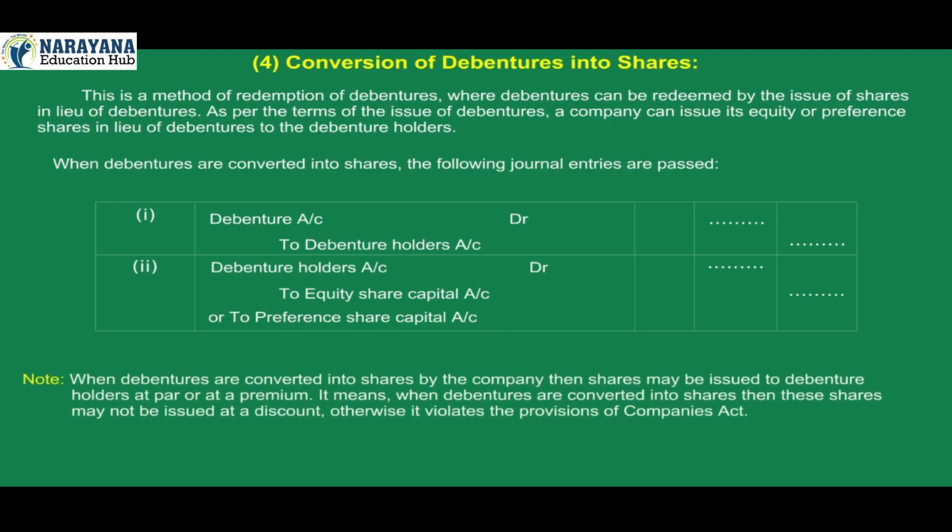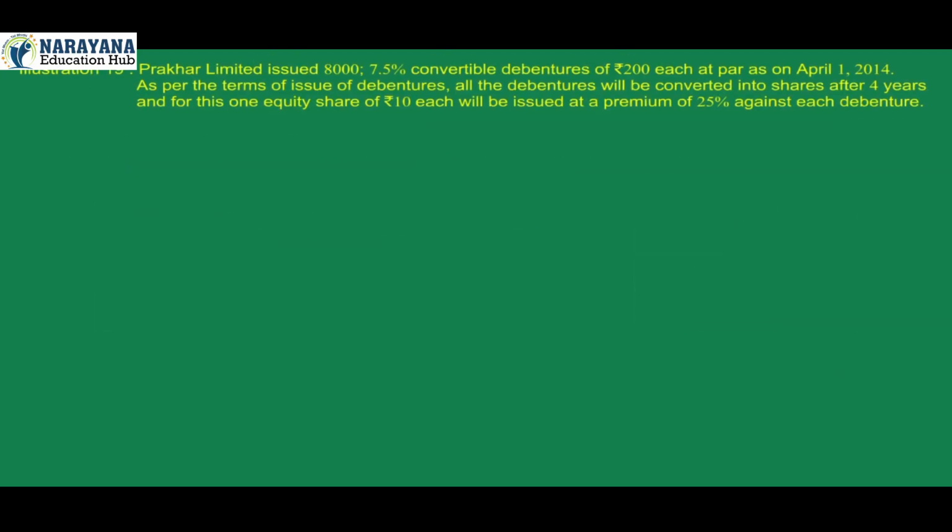Note: when debentures are converted into shares by the company, then shares may be issued to debenture holders at par or at a premium. It means when debentures are converted into shares, then these shares may not be issued at a discount, otherwise it violates the provisions of the Companies Act.